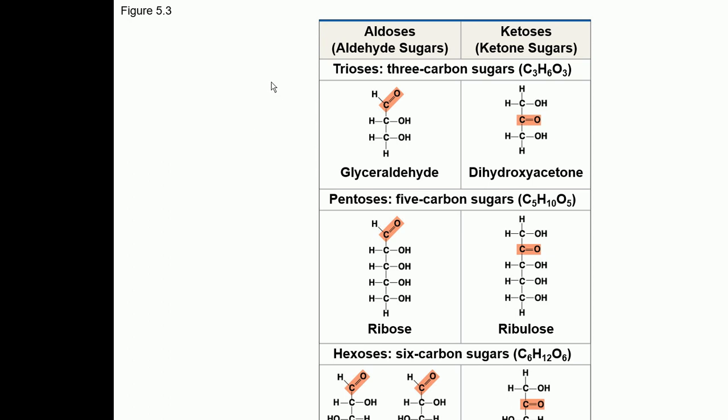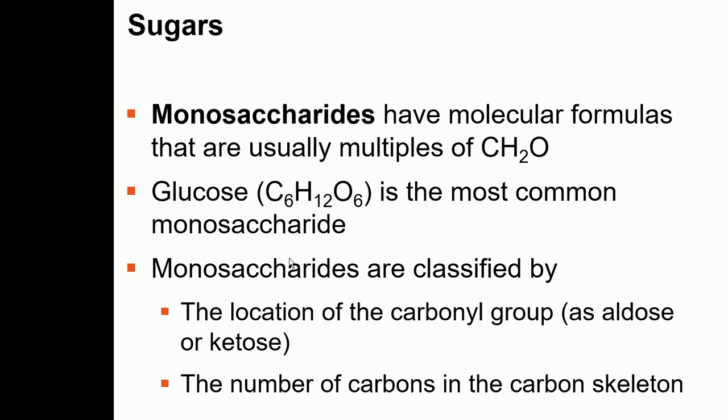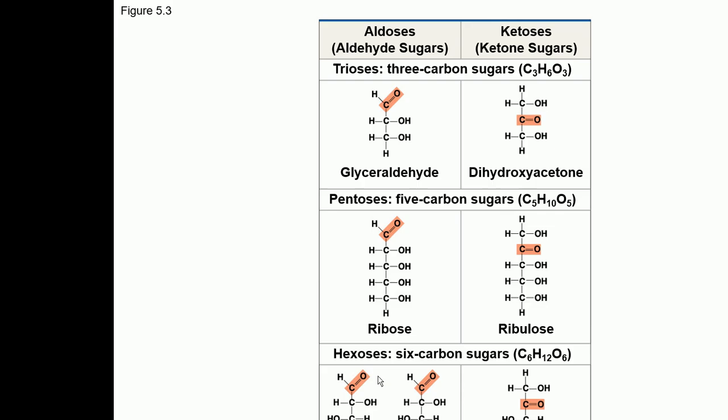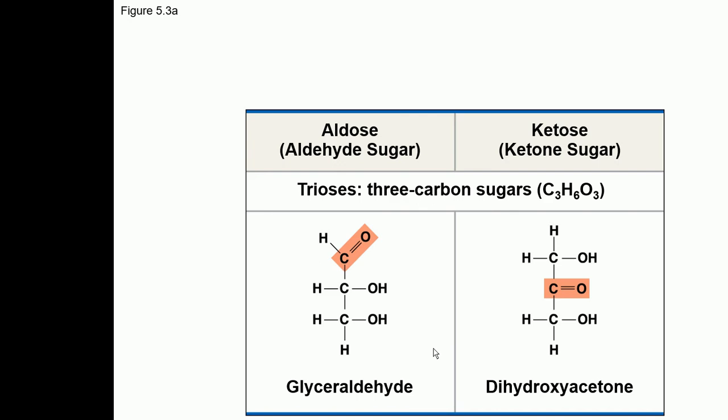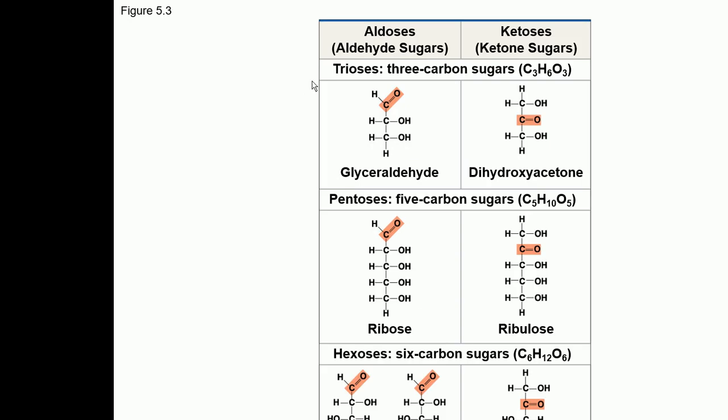Then on the basis of the location of the carbonyl group, they are called aldoses or ketoses. If the carbonyl group is at the end of the carbon hydrogen chain, then this group is called the aldehyde group, and the sugars are called aldoses. If the carbonyl group is in between the carbon hydrogen chain, then this group is called the ketone group, and the sugars are called ketoses.